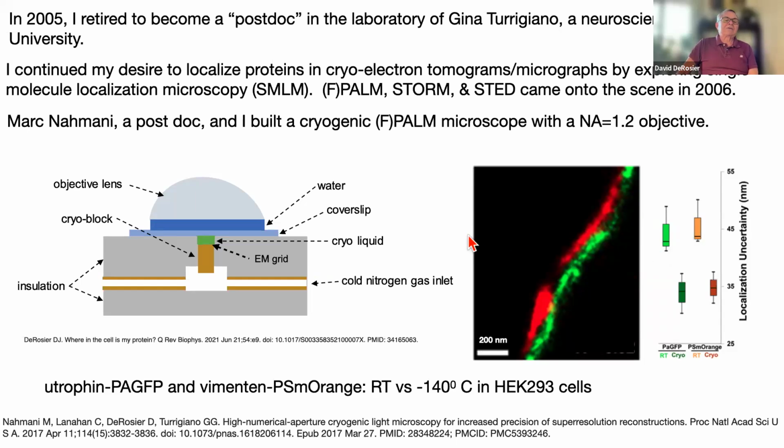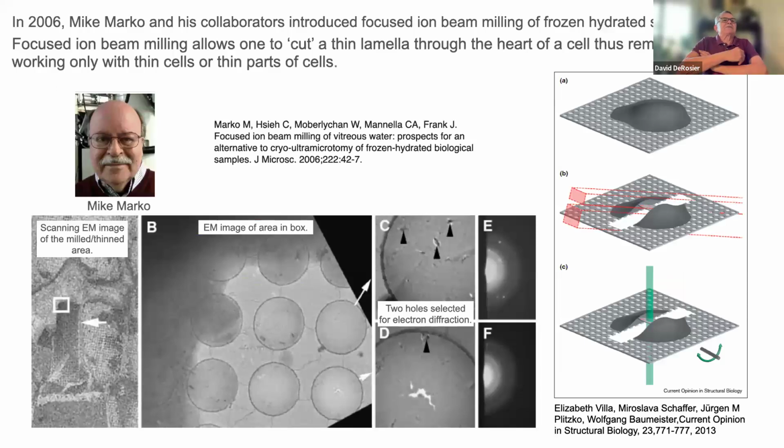This was originally an effort to try and identify the location of fluorescently labeled proteins that then could be mapped onto a micrograph of a lamella or a tomogram. Now in 2006, Mike Marko relieved this idea that you needed only thin lamellipodia from cells by showing that you could use focused ion beam milling and a cryo sample without disturbing the vitreous nature of the ice. So this was quite a breakthrough.